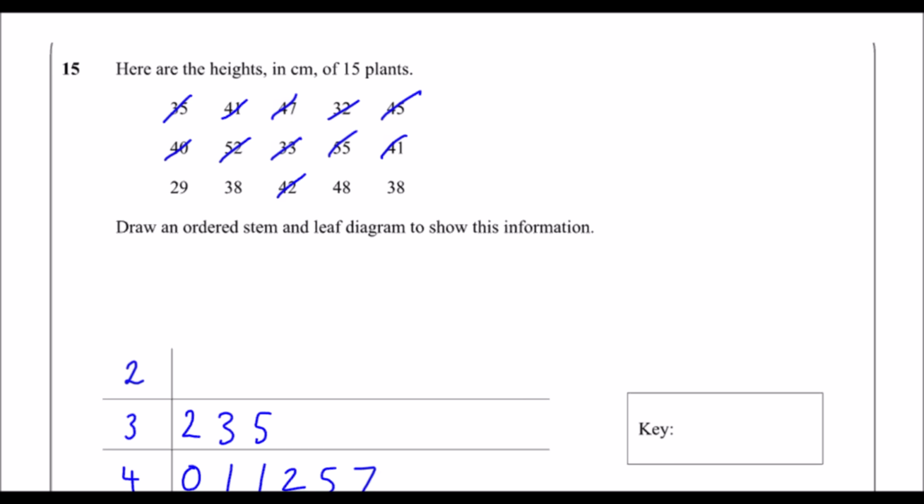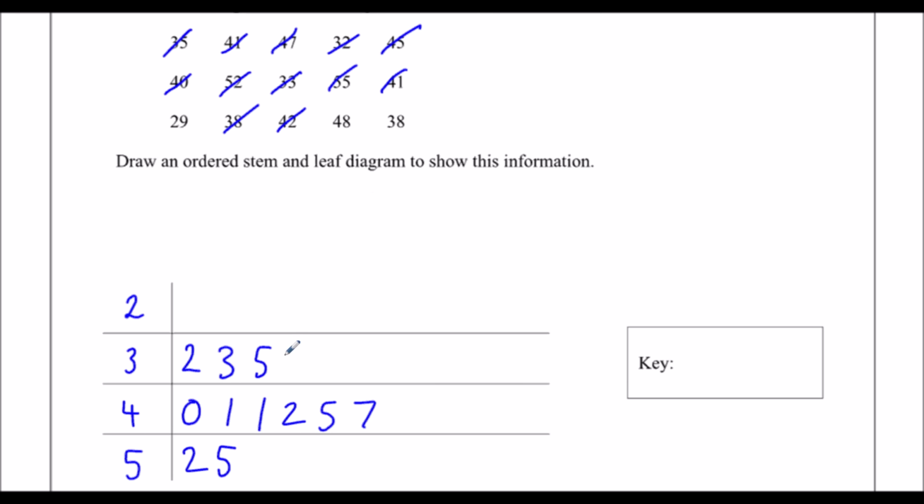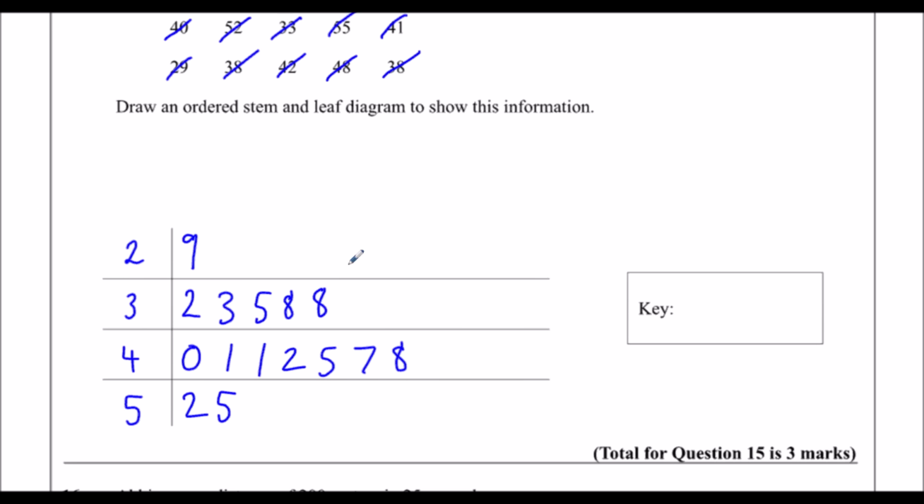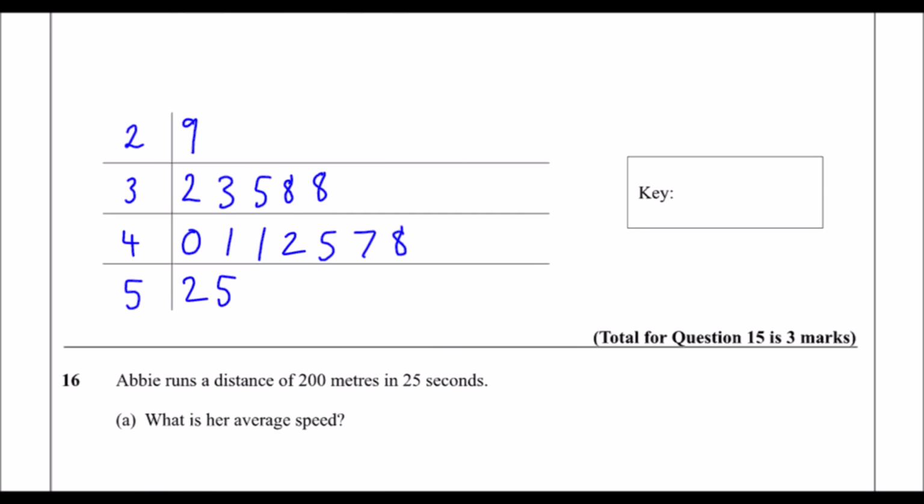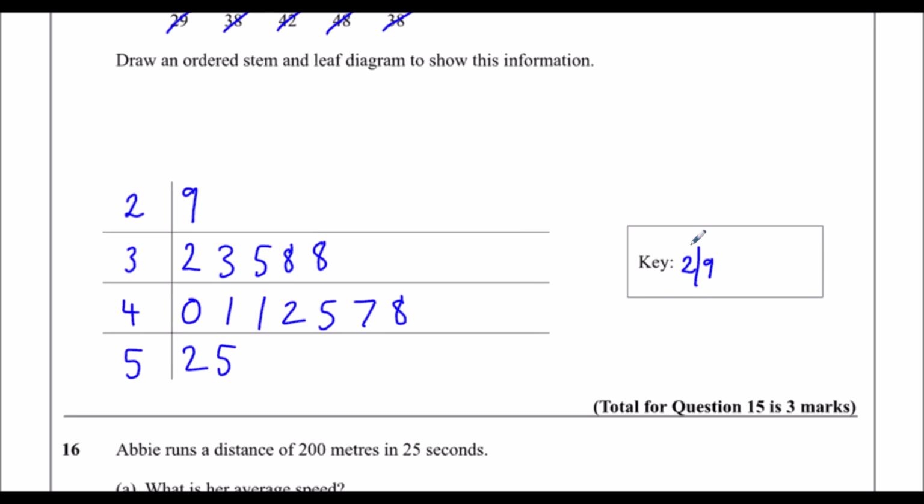And then we're on to the eights. 38. 38 again. 48. And finally 29. So we can check we've got 15 numbers in our stem and leaf diagram. 1, 2, 3, 4, 5, 6, 7, 8, 9, 10, 11, 12, 13, 14, 15. And we've crossed them all off. So we've got a key now. 2 in the stems, 9 in the leaves means 29. And it's centimeters.